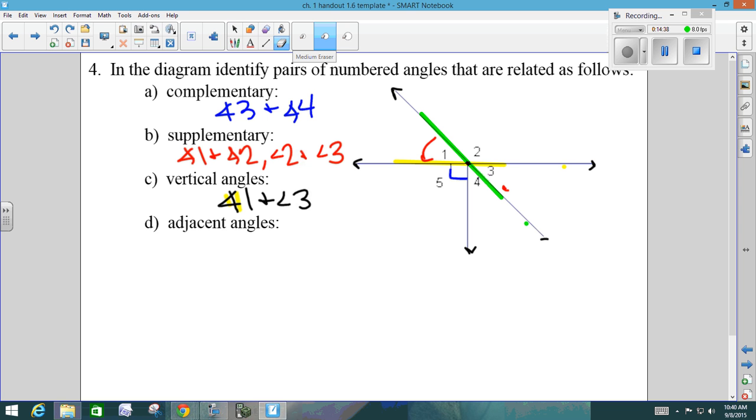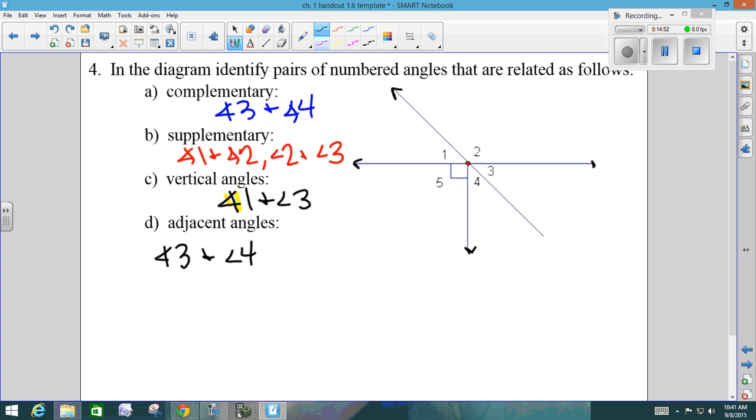All right. D, we have to find adjacent angle pairs. Sarah, you got one? Angles 3 and 4, is that what you said? Are those the only adjacent angles? No, Rashid, do you have a different pair of adjacent angles? 5 and 4, good.